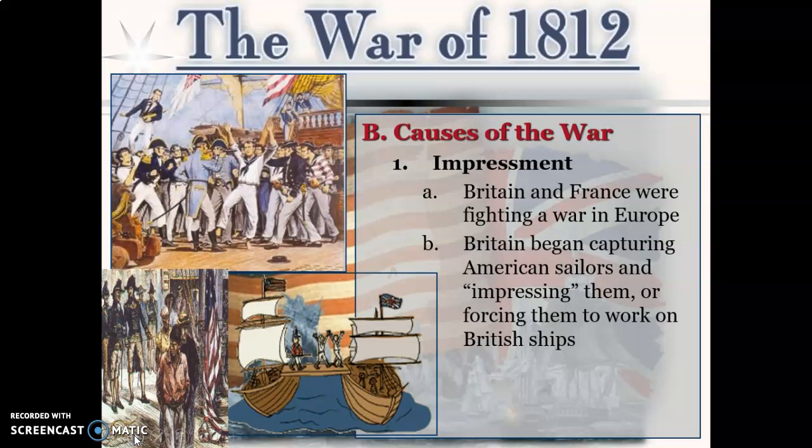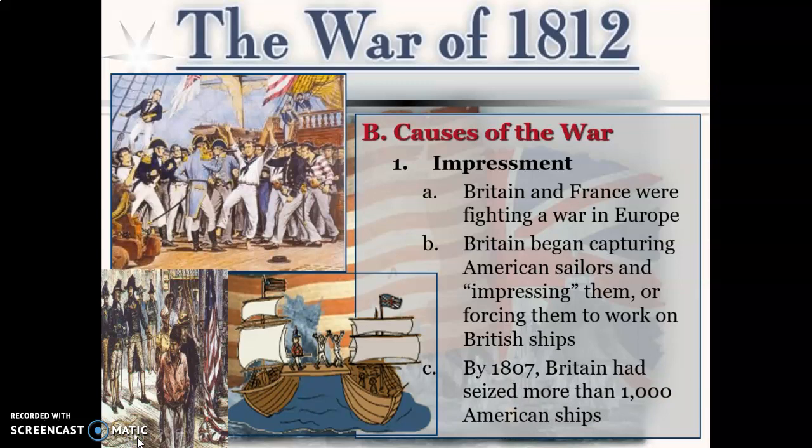So here's another problem you need to know. Impressment. And keep in mind, both Britain and France were doing this. Britain definitely a lot more than France, but remember the French did this as well. As you see, they're fighting in Europe, so they're both impressing our sailors, Britain mainly. Britain began capturing American sailors and impressing them and forcing them to work on British ships. But both nations were doing this. By 1807, Britain had seized more than 1,000 American ships, a lot more than France did.